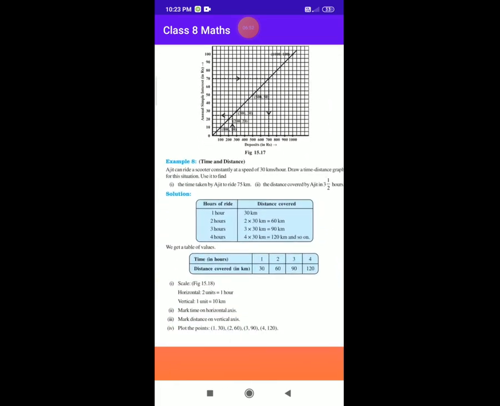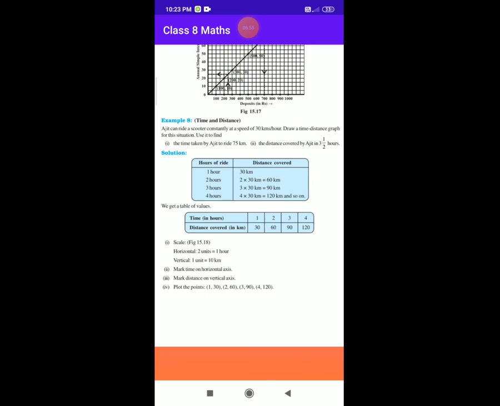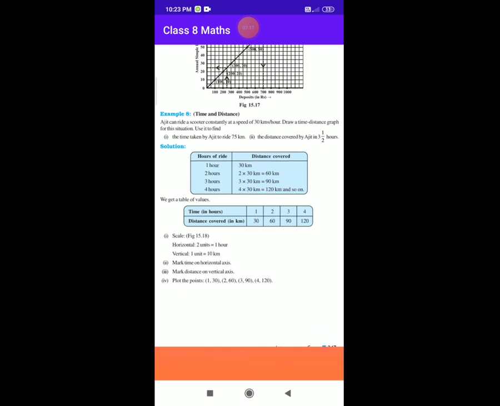एक और क्वेश्चंस की तरफ आगे बढ़ते हैं. क्वेश्चन नंबर 8, टाइम एंड डिस्टेंस. Ajit can ride a scooter constantly at a speed of 30 km per hour. Draw the time-distance graph for this situation. Use it to find the time taken by Ajit to ride 75 kilometers and the distance covered by Ajit in 3.5 hours.